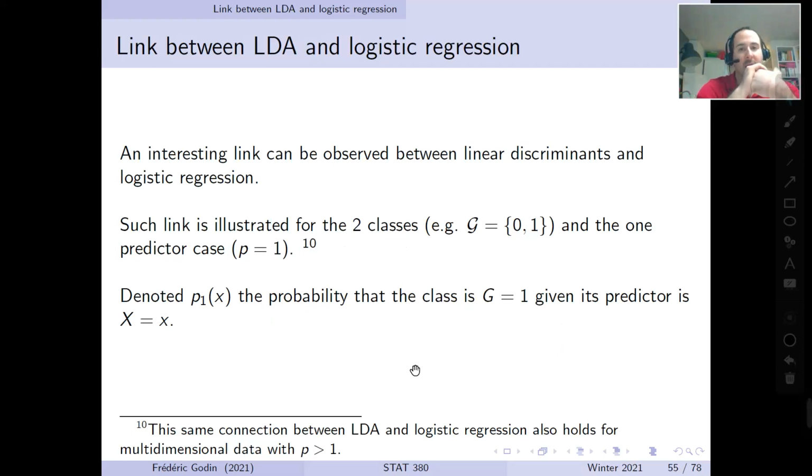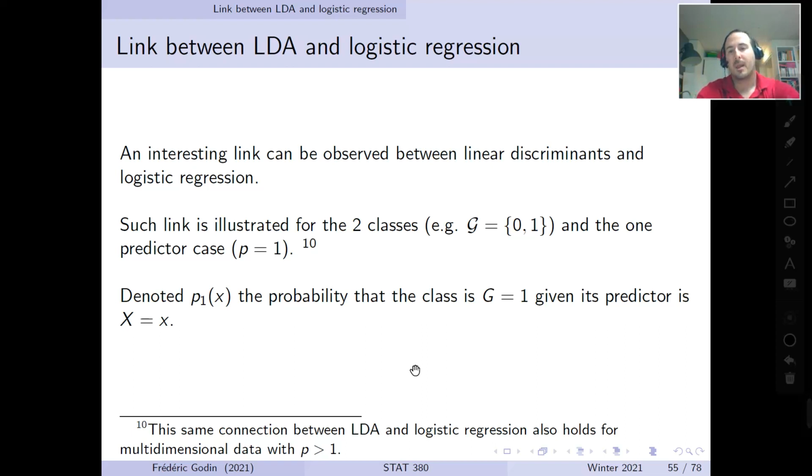Okay, so now we want to compare the logistic regression to the previous methods we've introduced in this chapter. So more precisely, we'll compare logistic regression to linear discriminant analysis. Are the solutions to both methods similar? Is it worth exploring one instead of the other?